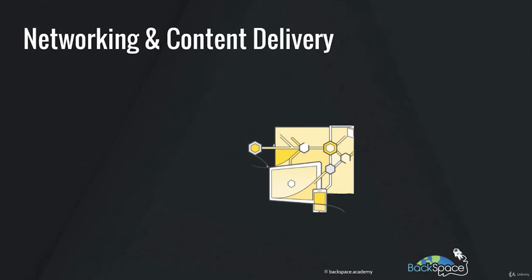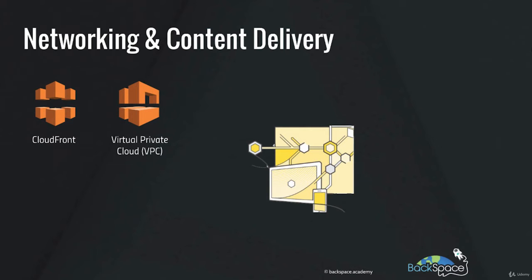So now we'll have a look at the networking and content delivery services. Amazon CloudFront is a global content delivery network, or CDN for short, that securely delivers your frequently requested content to over 100 edge locations across the globe. By doing this, it achieves low latency and high transfer speeds for your end users. It also provides protection against DDoS attacks.